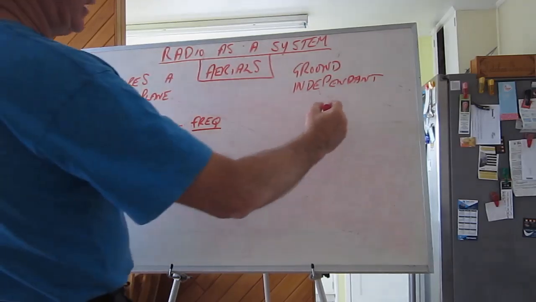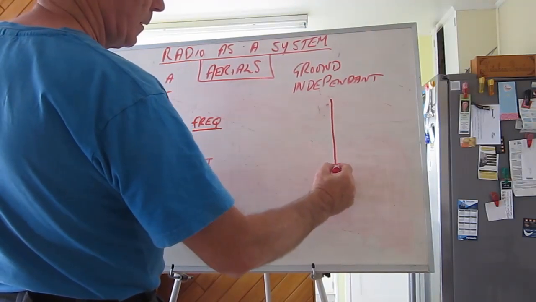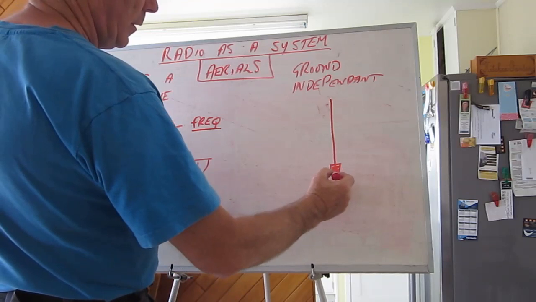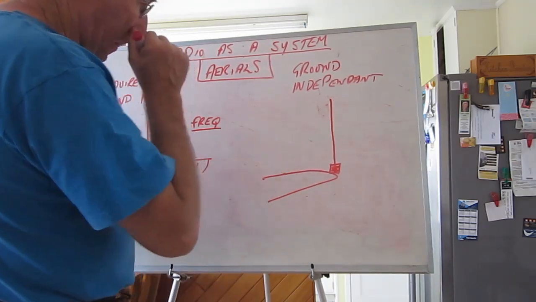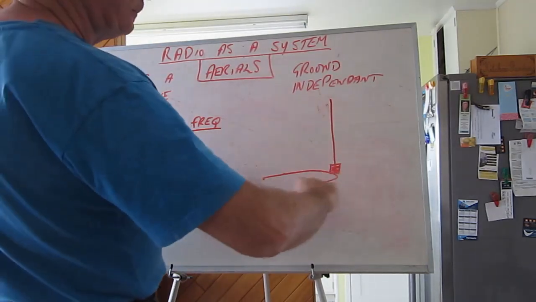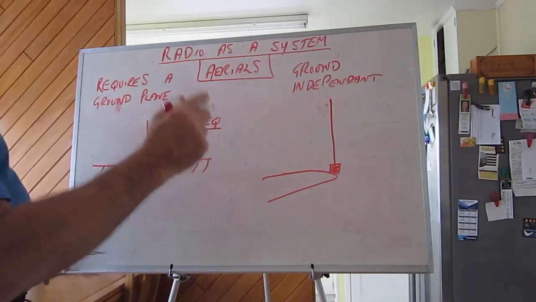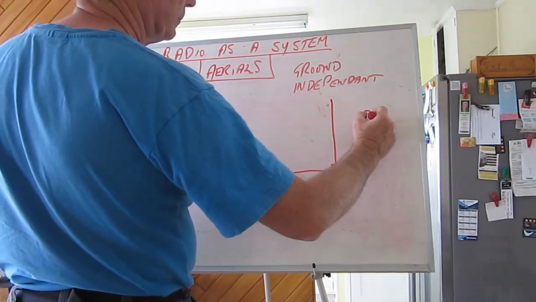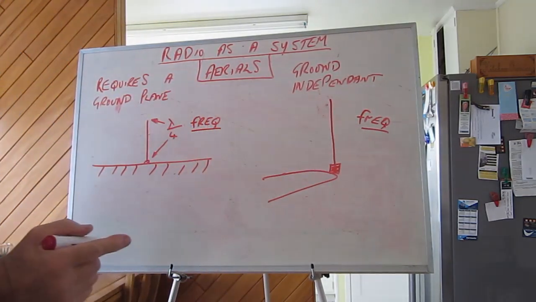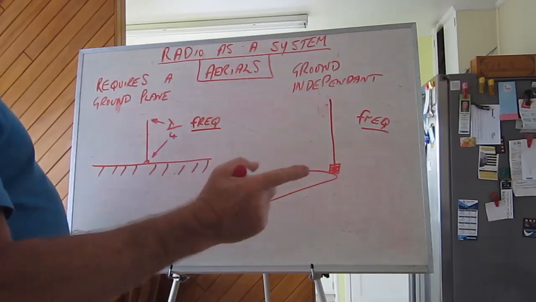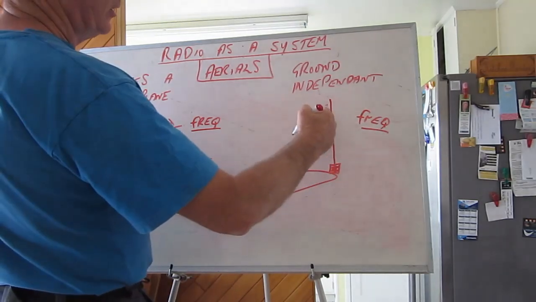Now a ground independent antenna, and I'll draw it like this, and I'll draw it as a bracket like that. There is no ground plane here, but the same thing applies. We need to know the frequency of operation. That's important because that frequency of operation will probably require this antenna to be trimmed.